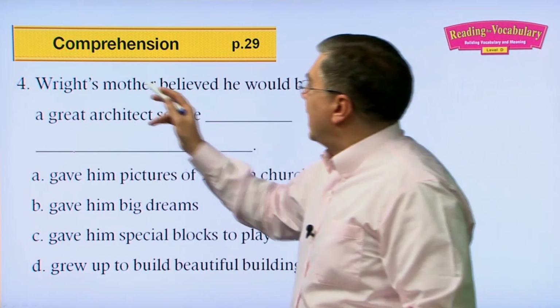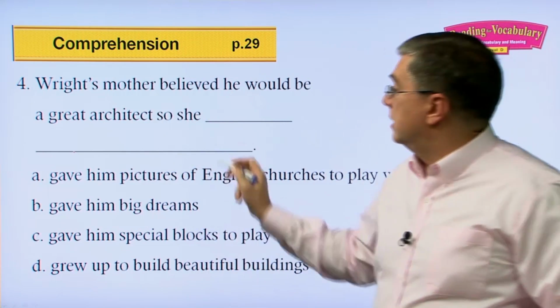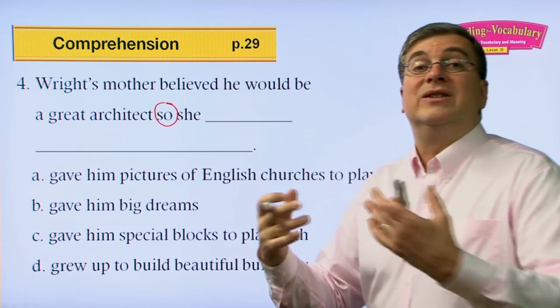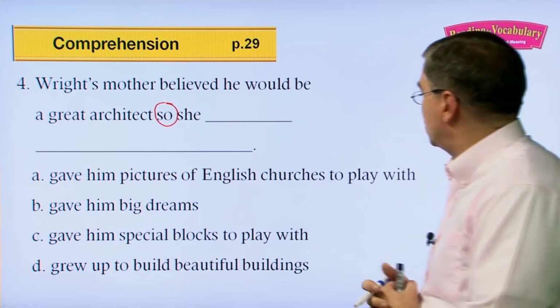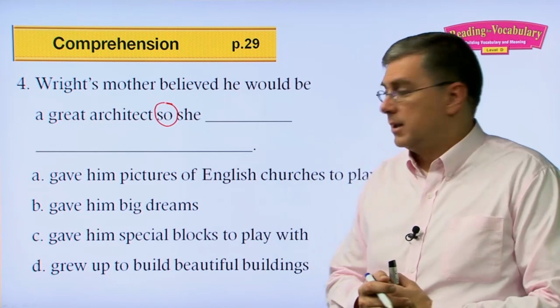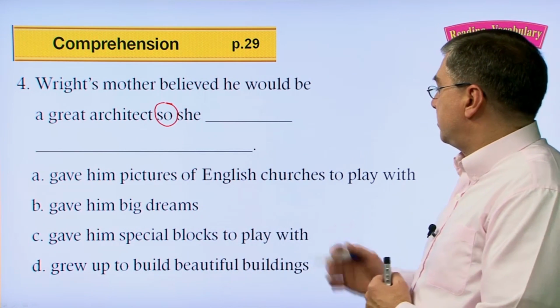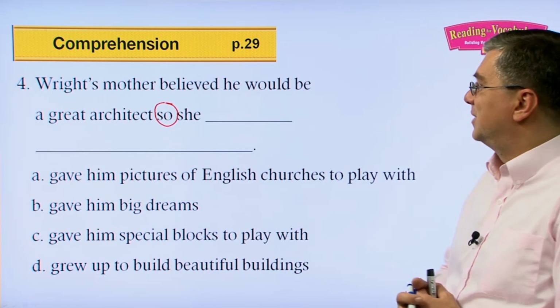Number 4, Wright's mother believed he would be a great architect. So therefore, as a result, what did she do? She gave him pictures of English churches to play with. She gave him big dreams. She gave him special blocks to play with. Or she grew up to build beautiful buildings.